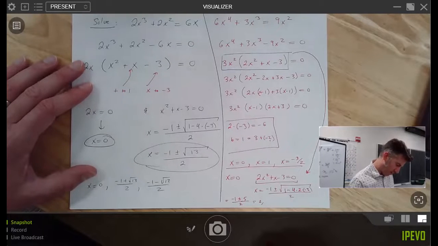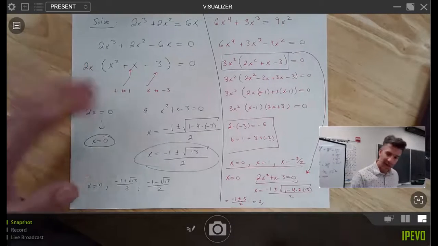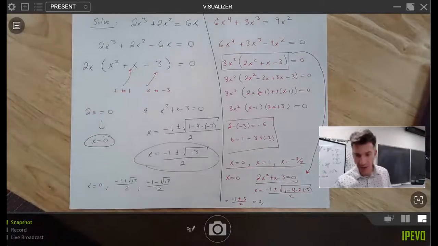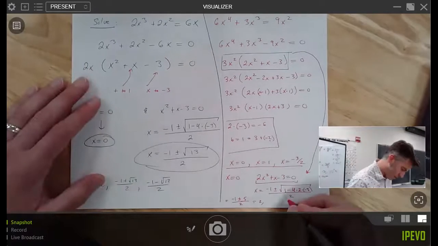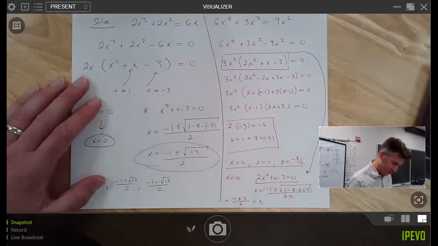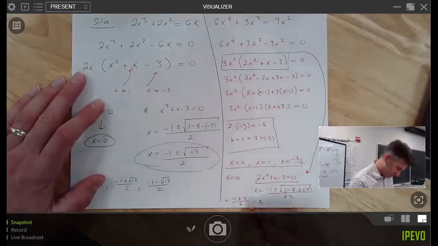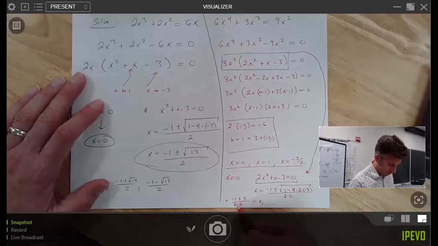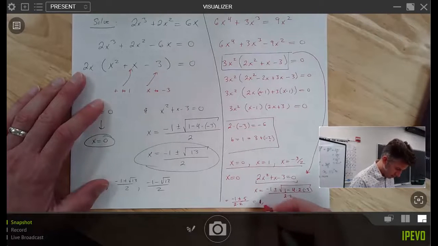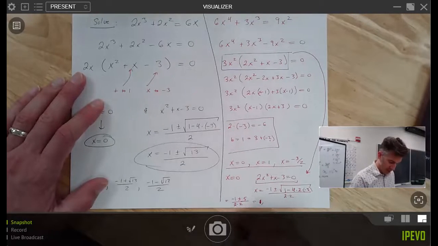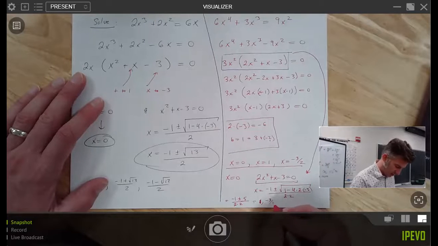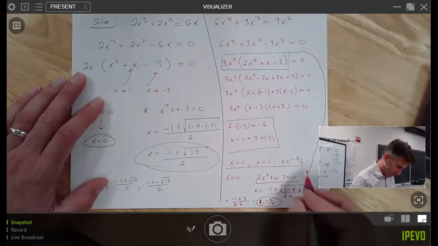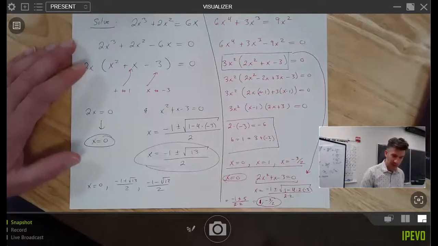That seems like I'm making some mistake. I missed the 2a on the bottom. Sorry, let me fix this first before I answer that question. There should have been a 2 times 2 on the bottom. 2 times 2. So negative 1 plus 5 is 4 over 4 is 1. And negative 1 minus 5 is negative 6 over 4, which reduces to negative 3/2. So either way, we do get the same answers.